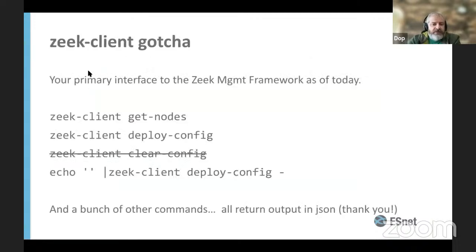So a couple gotchas. Zeek Client is going to be your primary interface to the management framework as of today. It's got a bunch of different commands. You can do a get nodes, you can do a deploy config, but you can't clear your config. Christian was nice enough to give me this little handy job, which is basically just deploy a blank config. That's how you clear it. But it seems to me that we should probably build a simple clear config command. Shouldn't be too hard. And all that returns output in JSON, so it's really easy to parse and see what's going on. And so that works really well.